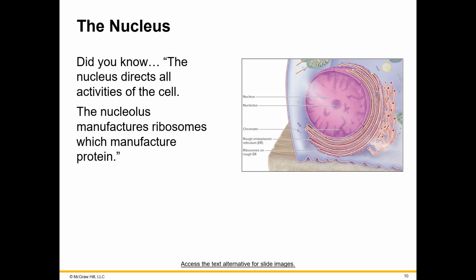Did you know the nucleus directs all of the activities of a cell? It is the control center of a cell. Ribosomes manufacture proteins, which the body requires to survive. Protein is fuel and food for the body.